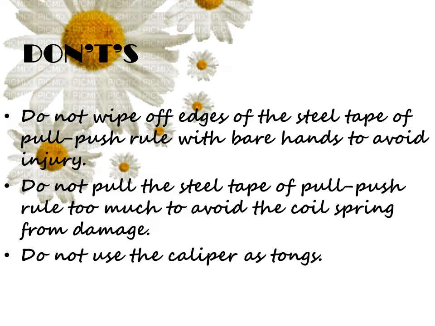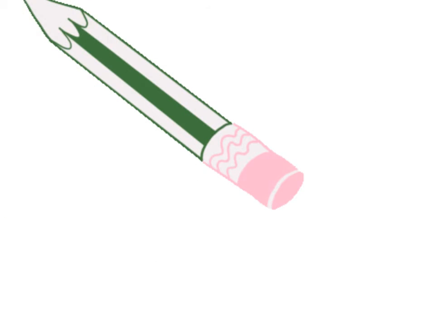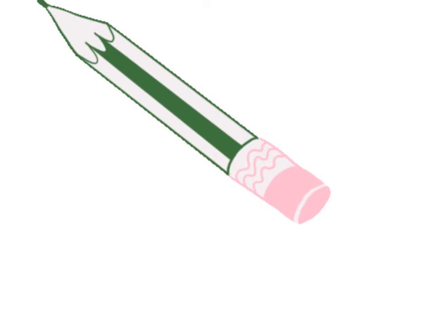And then, do not use the caliper as tongs. Okay, don't use the caliper as a tong. Meaning the ones that we use for cooking, the tongs. So don't use it as tongs, but rather use it for its function. Now we're done with the do's and don'ts.